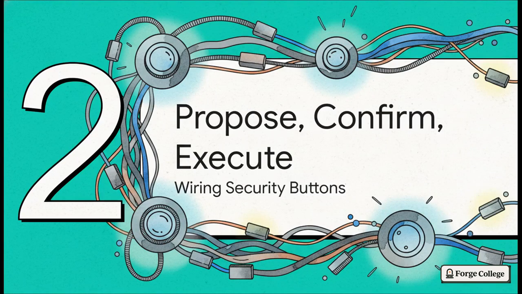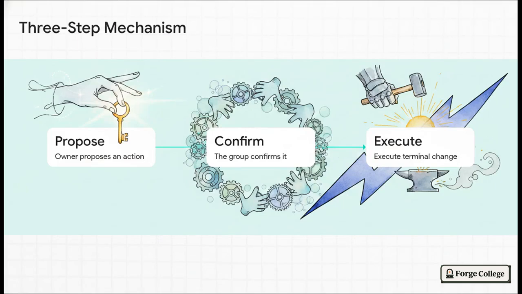All right, section 2, propose, confirm, and execute. With the foundation poured, it's time to wire the security buttons that actually make this vault operational. The whole system hinges on a beautifully simple 3-step mechanism. An owner proposes an action, the rest of the group confirms it, and finally someone executes the terminal change. It's kind of like getting a group of friends to agree on pizza toppings, just backed by cryptographic security.